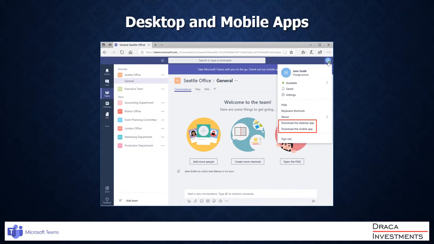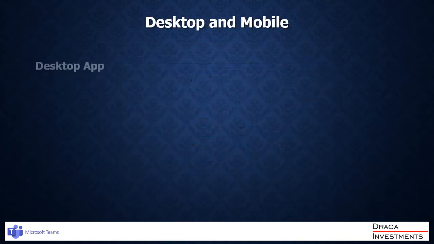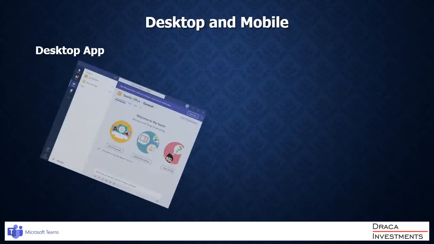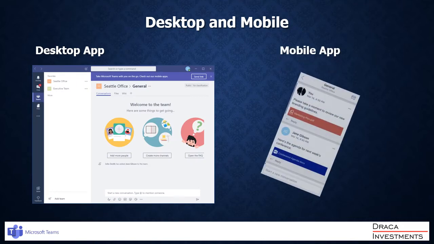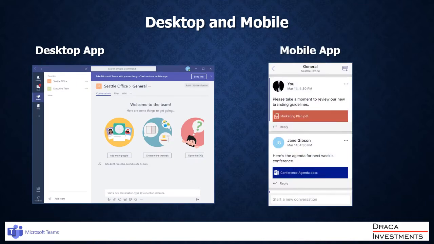Should you now decide to download the desktop or mobile app, you can do that by clicking on your profile button and selecting the relevant commands. This is what the desktop app looks like, and this is the mobile app. You will have access to all your Teams, messages, and files.